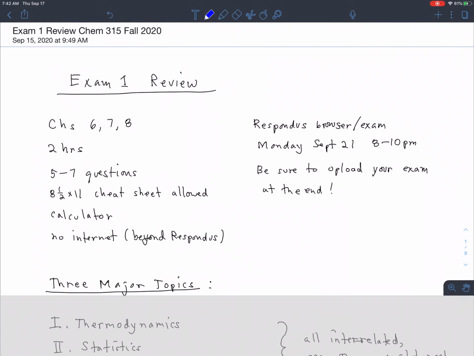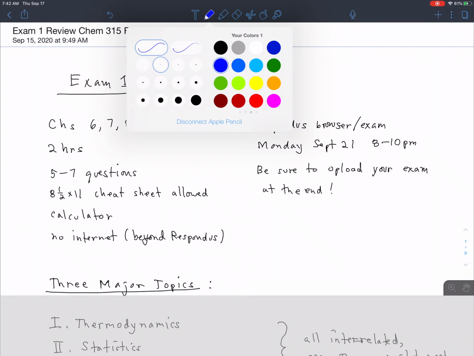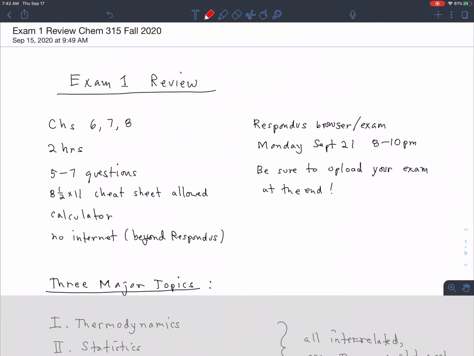All right, so we're approaching exam one now, and it's time to do a little bit of review of what we have already covered and what will be on the exam. First of all, just to remind everyone, I don't think anyone has any doubts about these things already, the exam will be over chapters 6, 7, and 8. We've covered chapter 9, in fact, already, but that won't be on the exam.